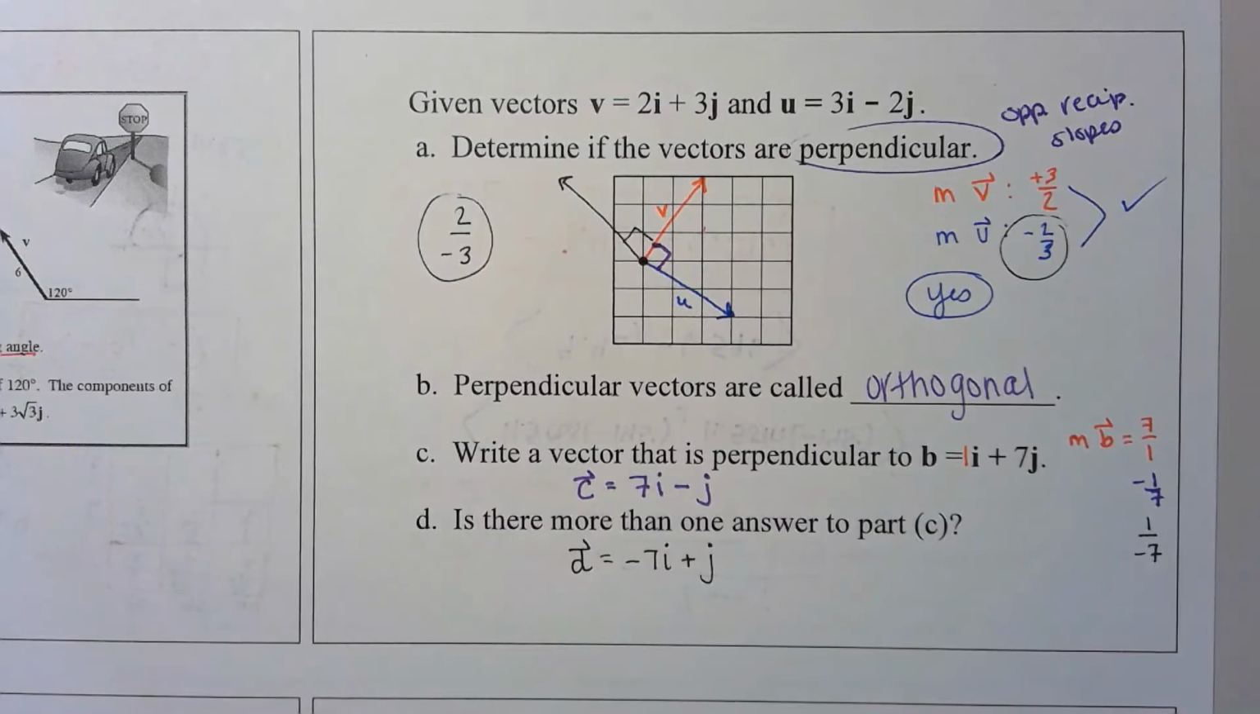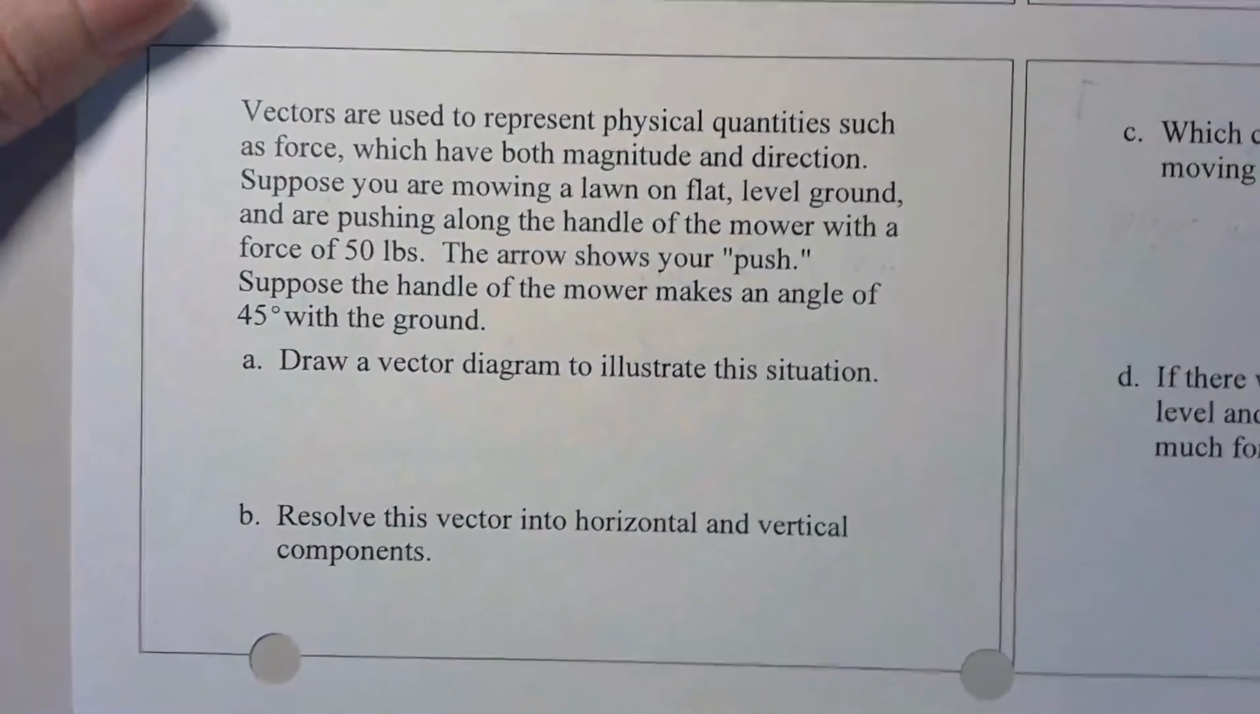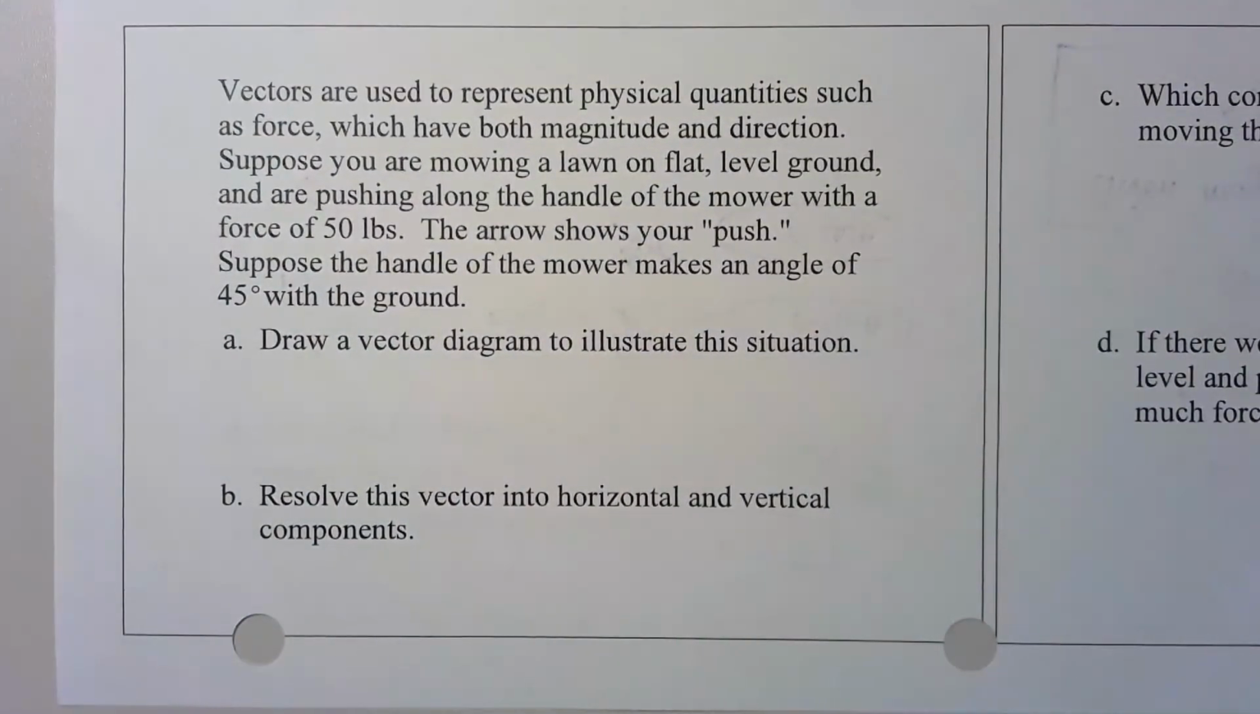Okay. We can always draw a picture, can't we? All right. So let's take a look at this last one. It says vectors are used to represent physical quantities. For example, force. Force has both a magnitude and a direction.